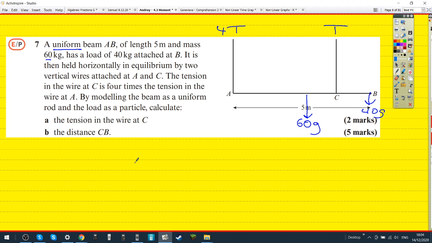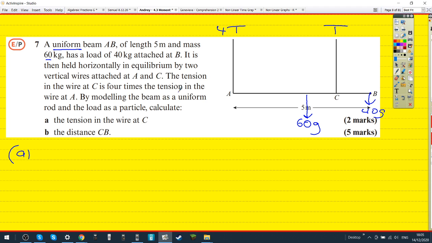We need the tension in the wire at C. Was this where I had to do like... Is this the thing we did last time? Is this like having to do 60 times 40 or something equals to 2? There's something simpler. Oh, there's something very simple about this, actually.